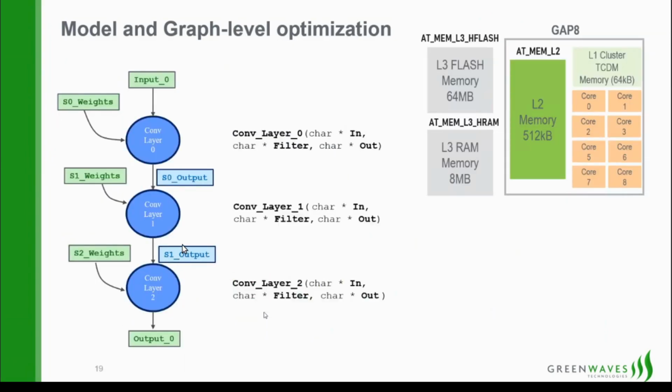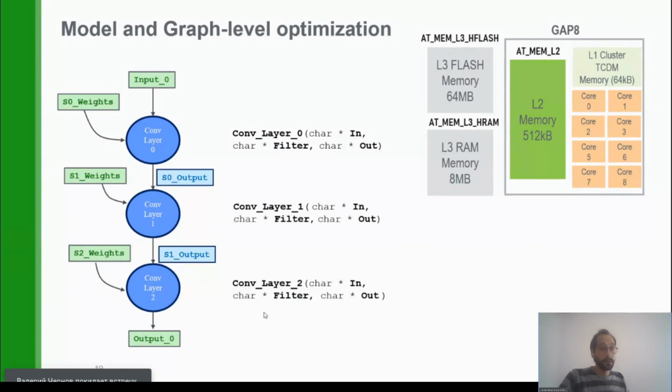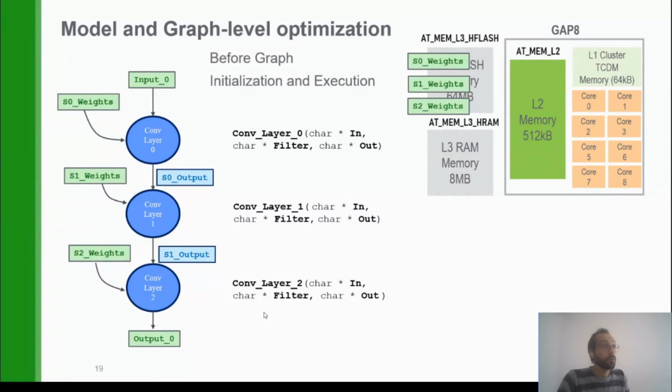Another point for which we made this automatic generation of memory movement is that if we take another network composed of three convolutional layers, we have only weights, no biases, for simplicity. We have an input and an output, and some activations. Before the execution of our code, we flash the code and the weights in the flash.